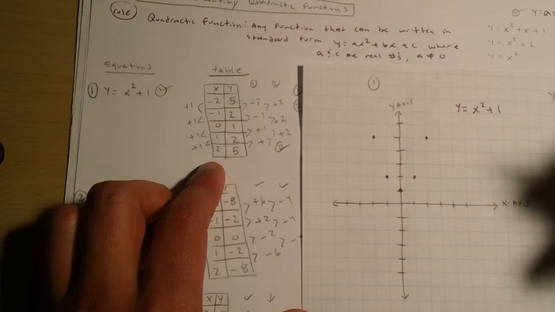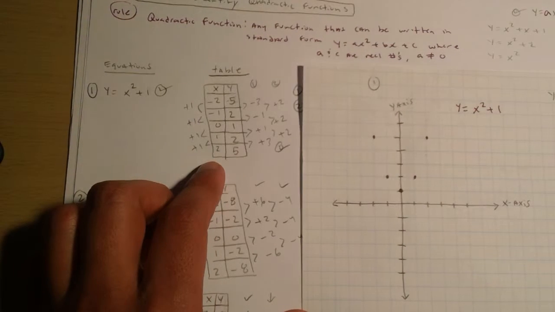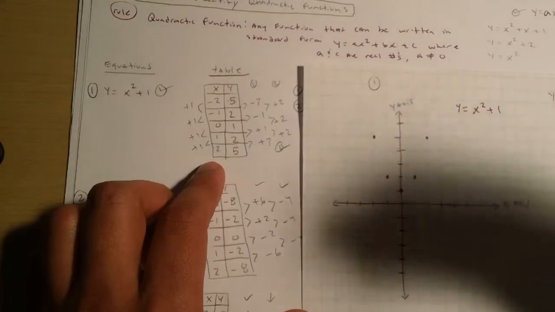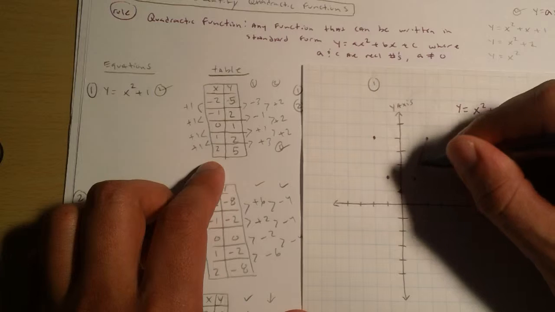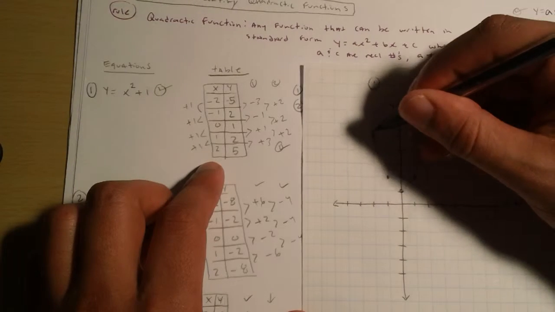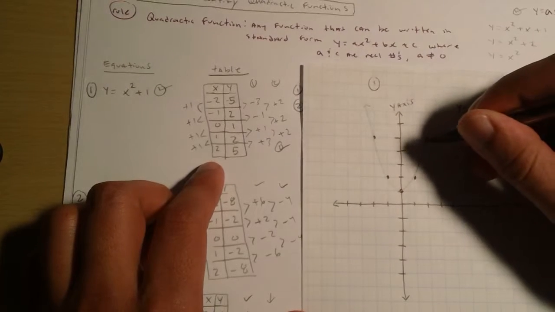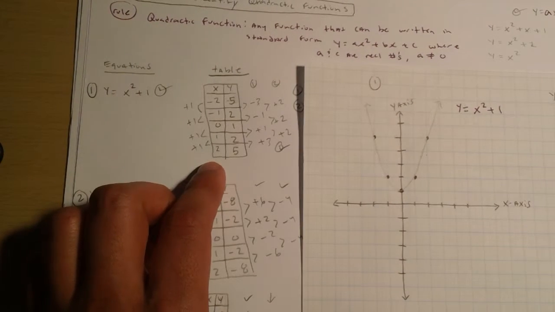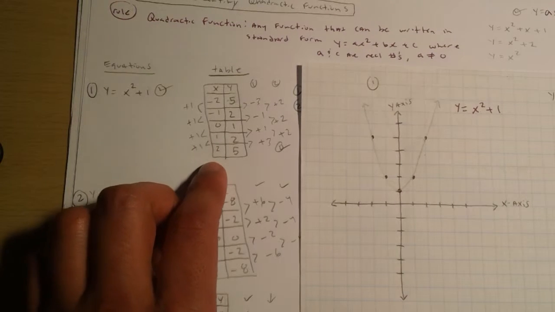Okay, now these points are going to help us to connect our parabola, and that's the name of the curve that we're going to create. Now this parabola will keep going. So it's going to look like that. Okay, hopefully you can see that.